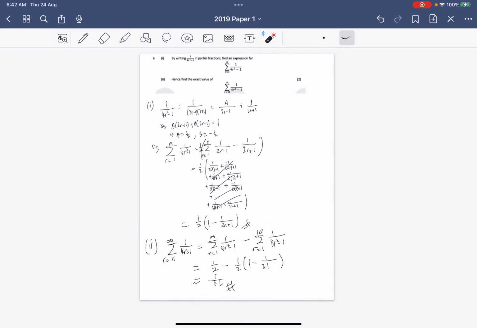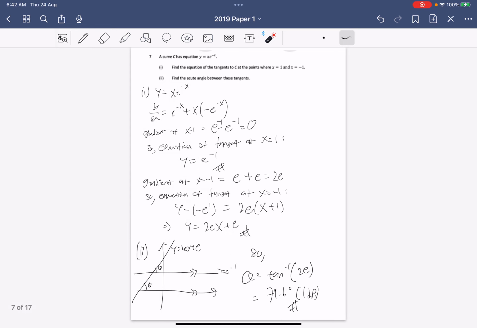Moving on. Question 7. The curve now has the equation y equals x times e to the power minus x. So we're supposed to find the equation of the tangent at the points where x equals 1 and x equals minus 1.